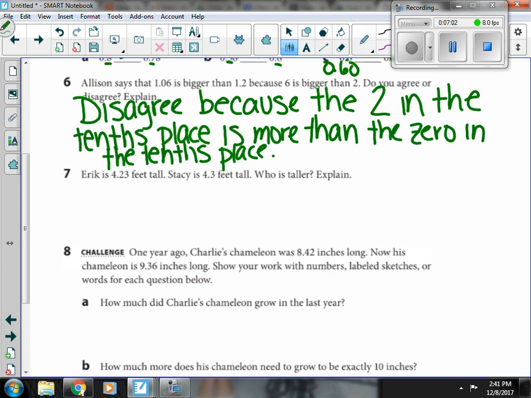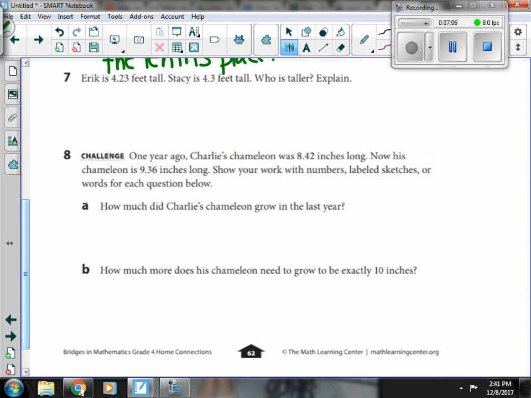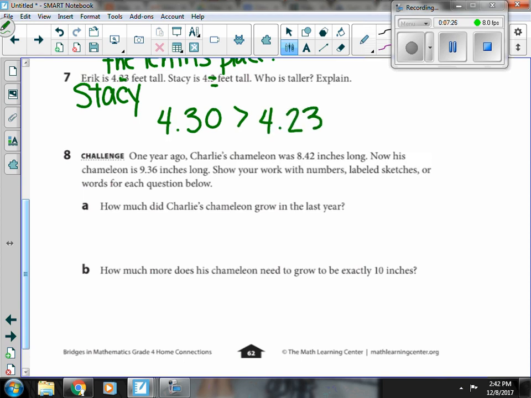Number 7, Eric is 4 23/100 feet tall. Stacy is 4 3/10 feet tall. Who is taller? Stacy is taller because, again, that 3 in the tenths place is more than that 2 in the tenths place. So we could say that 4 3/10 or even 30/100 is more than 4 23/100.